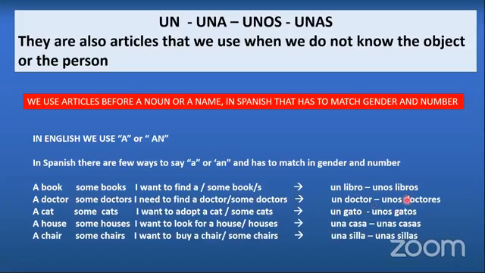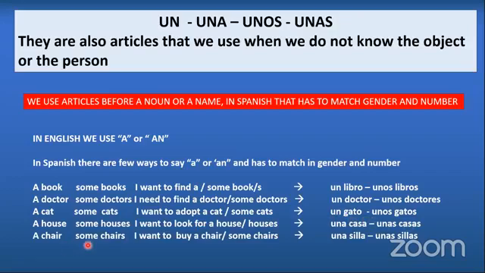When we are talking about a cat, I don't know them yet. I haven't visited any shelter. I don't know any of them, but that's my idea. Un gato, unos gatos. It is not concrete. I don't know them yet. A house, some houses. I want to look for a house. I want to look for una casa. I want to look for houses. I want to look for unas casas.